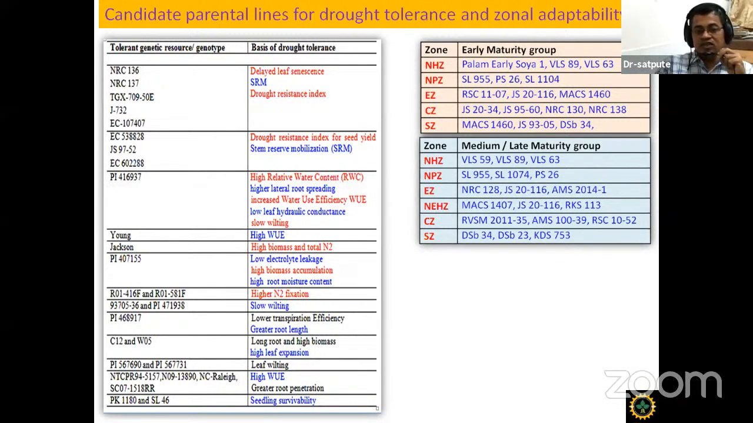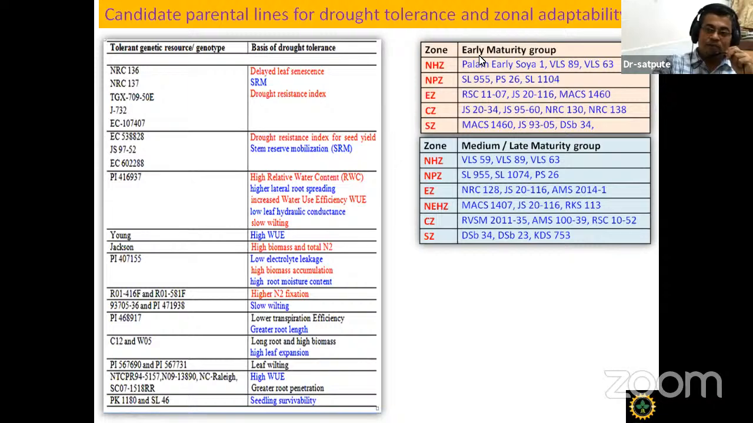Also at USDA they have done Young, Jackson, and those PI numbers and R0 01 numbers. All those numbers are available in the germplasm repository, and as per the need, the breeder can select from the available germplasm collection for the trait of interest, and it can be crossed with widely adopted cultivars of soybean, as you can see here.